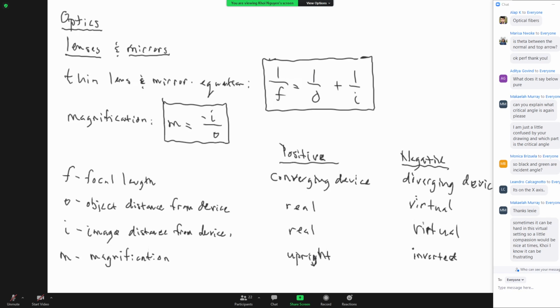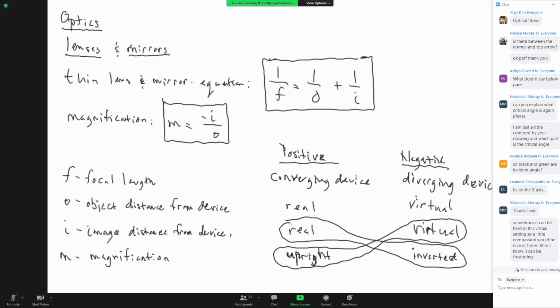Okay. So, you need to know each one of these terms. F is your focal length, O is the object distance from the device, I is the image distance from the device, M is your magnification. It's positive when you have a converging device, when the object is real, when the image is real, and when magnification is positive, it's considered upright. All images created are either inverted and real, which is how we see, or they are upright and virtual, which is the majority of the images that are created from our optical devices, okay?